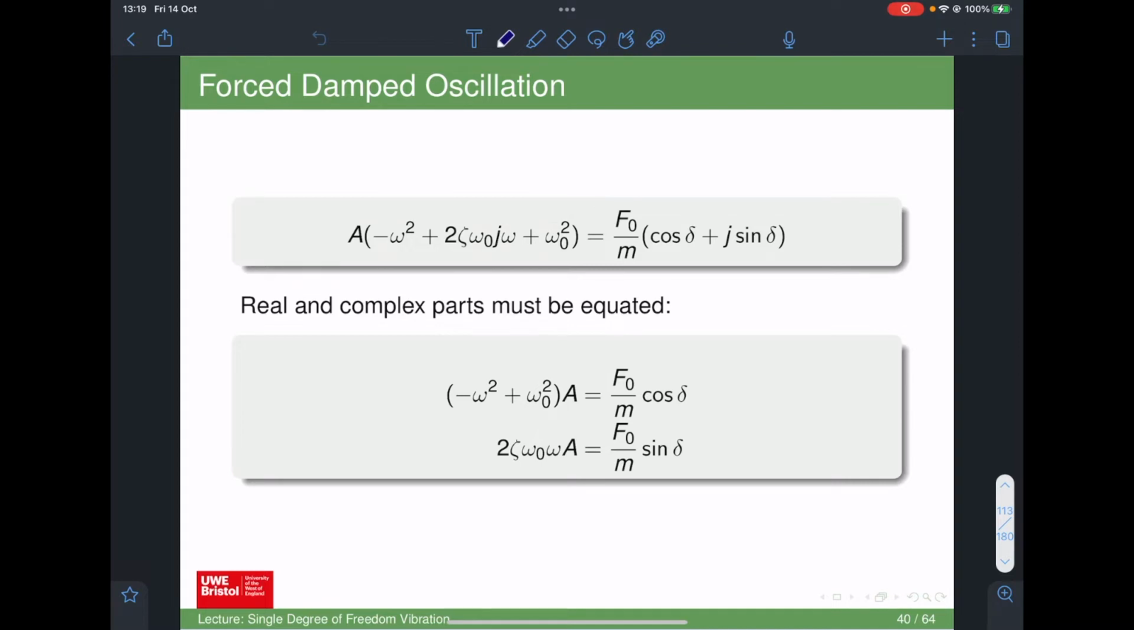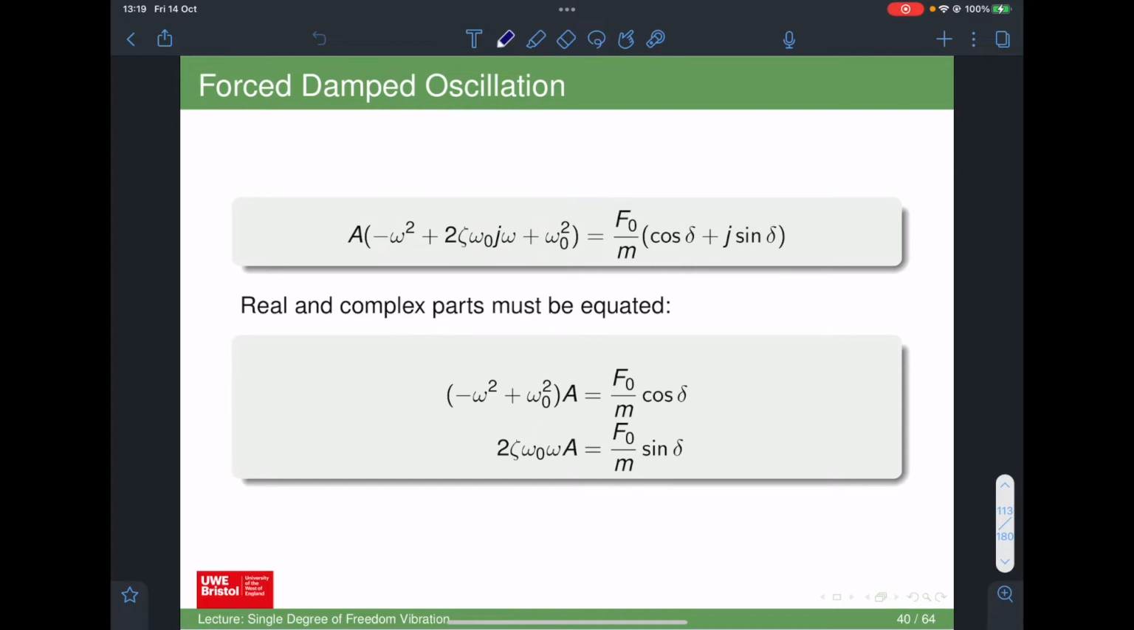That must equal the real part of this equation: F naught upon m times by cosine δ. And then the imaginary part, this bit, must equal the imaginary part of this thing. So again, multiply the A through, and then you've got F naught times by sine δ. The j's, obviously, disappear because you've got one on each side, so you're just looking at the coefficients. And so you've got these two equations. How many unknowns are there? There's two, A and δ.